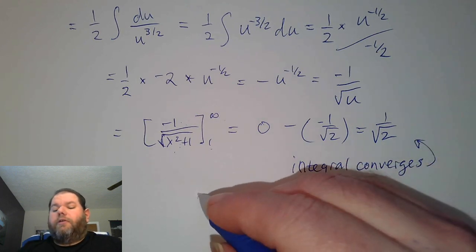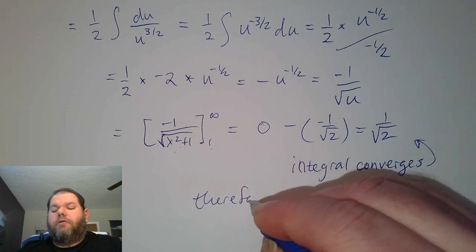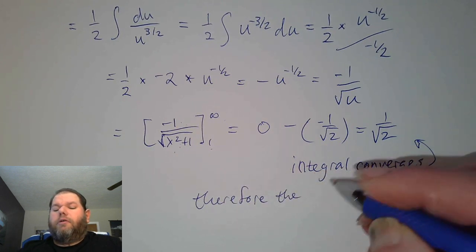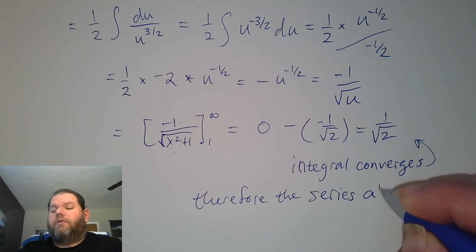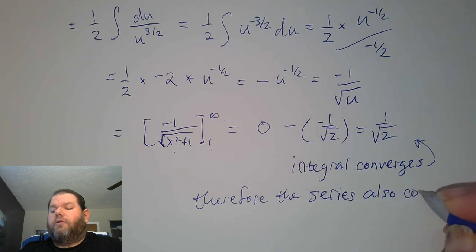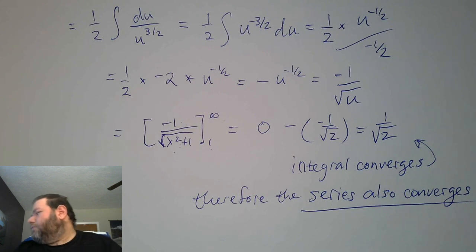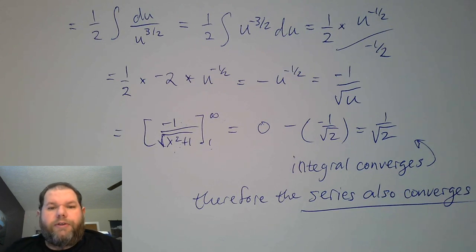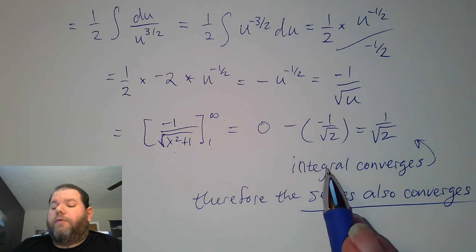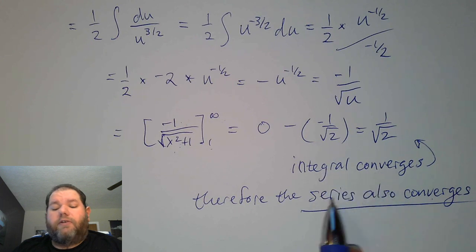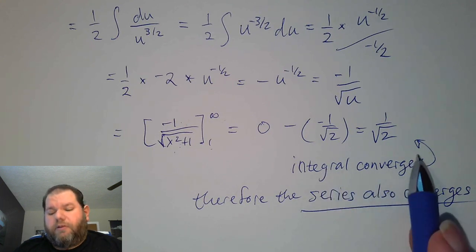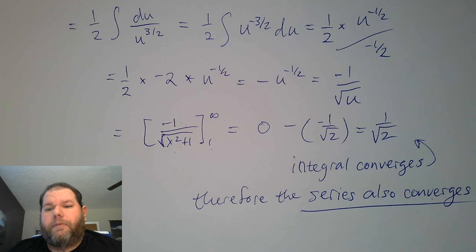Okay? Therefore, the series also converges. Okay. So ultimately what the integral test tells us is that whatever the integral does, the series also does. So if the integral had diverged, then the series would diverge. But they both converge in this case. Okay.